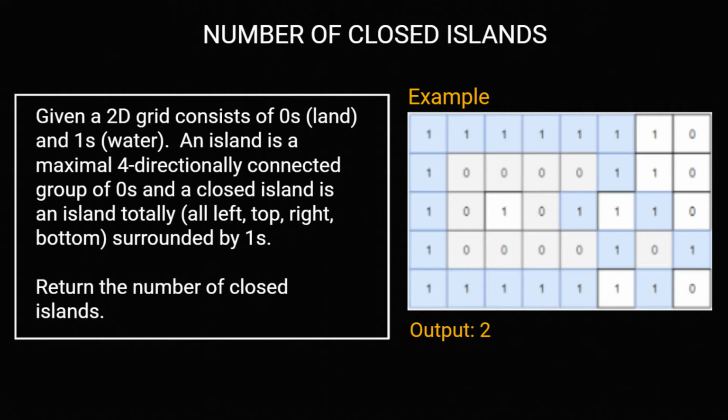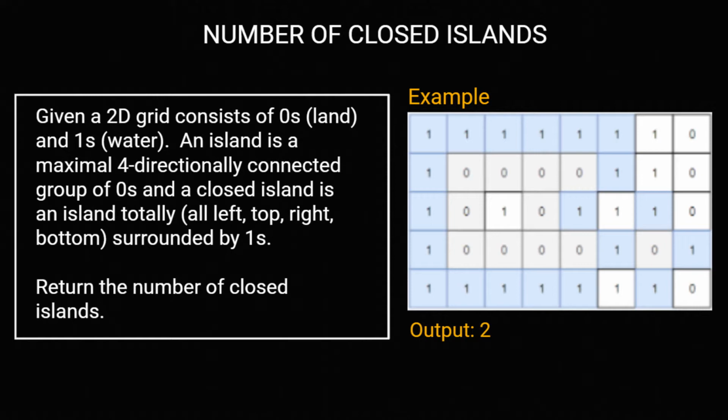So the question says, given a 2D grid consisting of zeros representing lands and ones representing water, an island is a maximal 4 directionally connected group of zeros, and a closed island is an island totally surrounded on the left, top, right, and bottom by ones. And then we should return the number of closed islands.